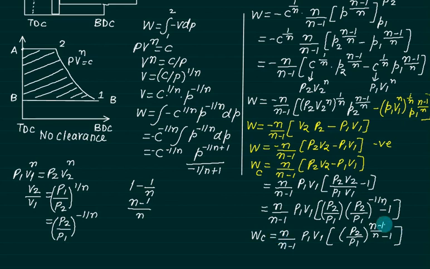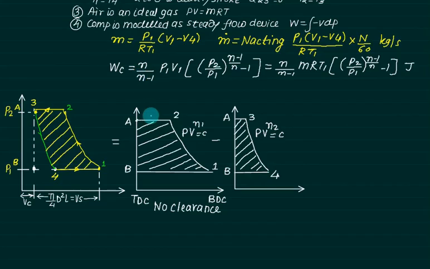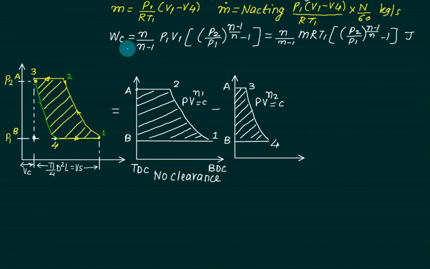We can modify this P1 V1 again by m R T1. The final equation I got is n upon n minus 1, m R T1, into P2 by P1 to the power n minus 1 by n, minus 1. This is the equation for work done neglecting the clearance. So just now we have developed two equations for the work of the compressor, n upon n minus 1 P1 V1 and P2 by P1. These equations are basically for without clearance.